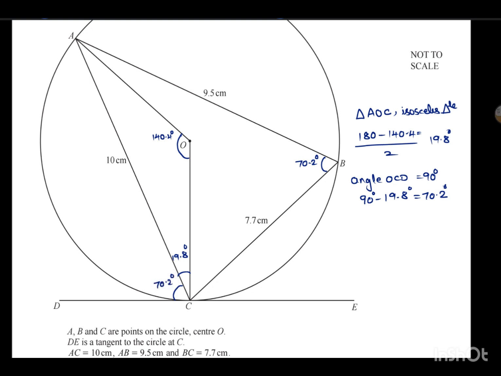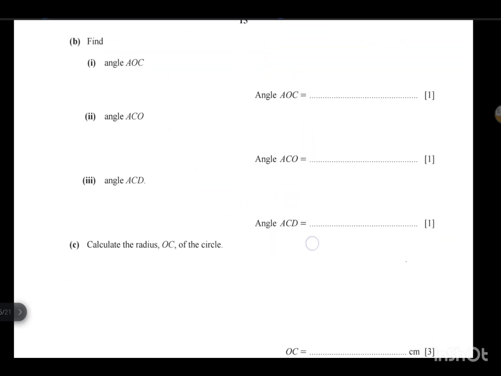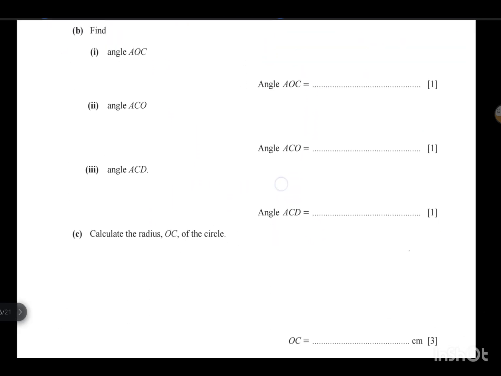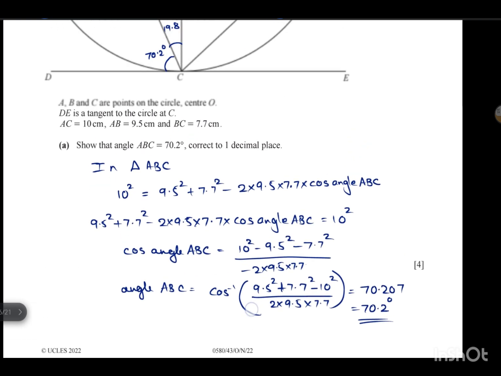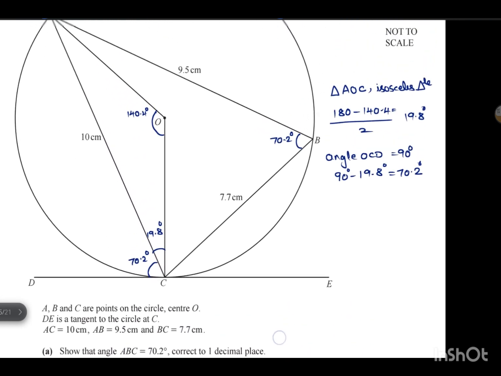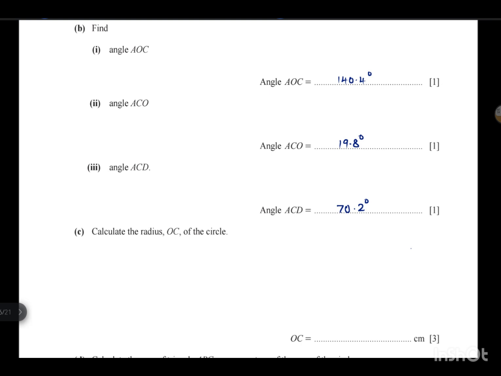These are the three answers for the given question. So angle AOC is 140.4, angle ACO is 19.8, and this is 70.2. So do this working which I have shown here. You can use the same working here and write here. This is a 1 mark question.